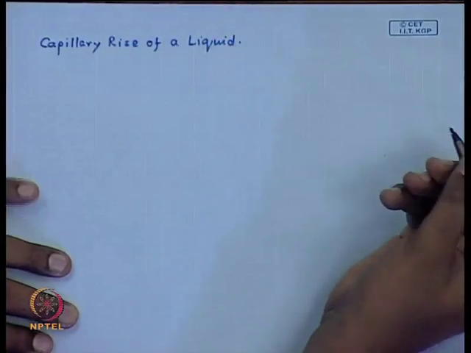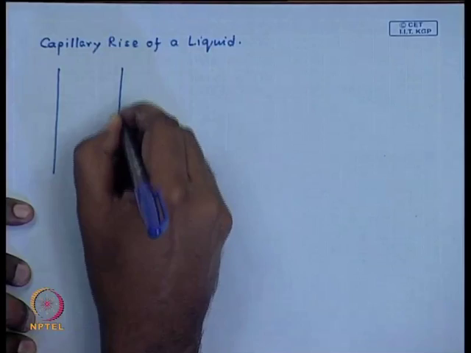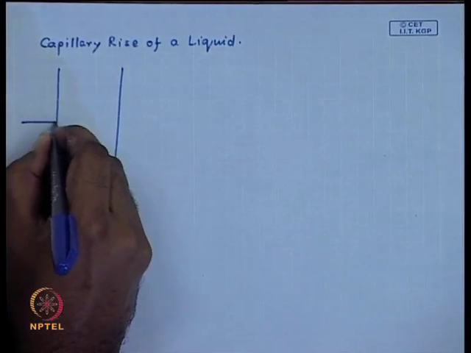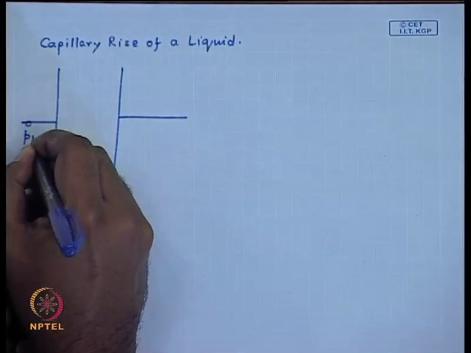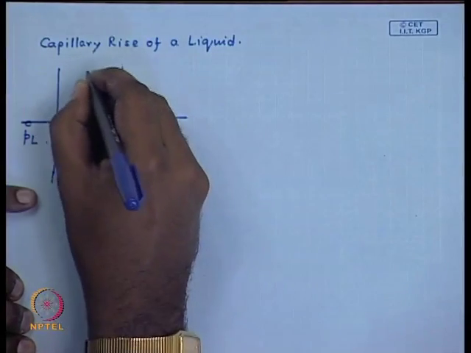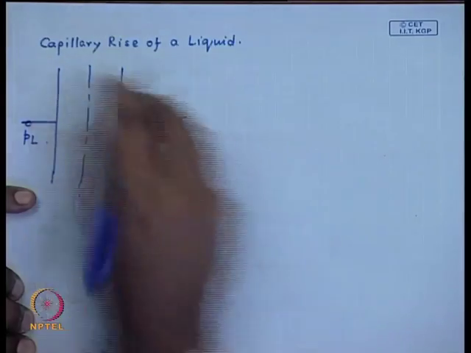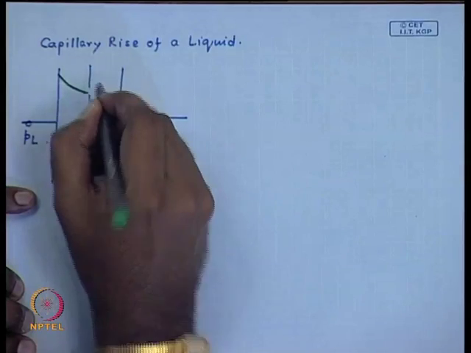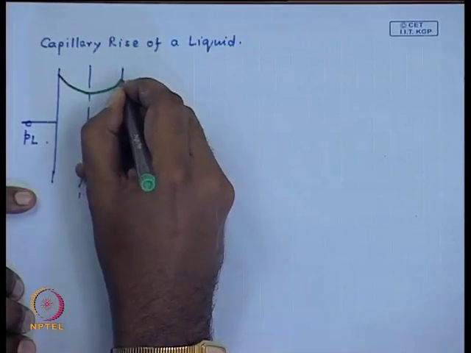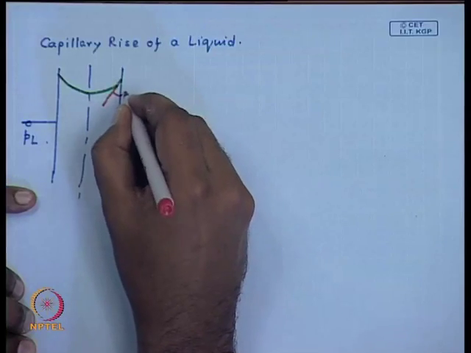We all know, probably it is something like this. You have a tube which is placed in a liquid pool and there is a rise. So, this is the central line of the tube. You have a liquid meniscus like this. This makes an angle theta over here.